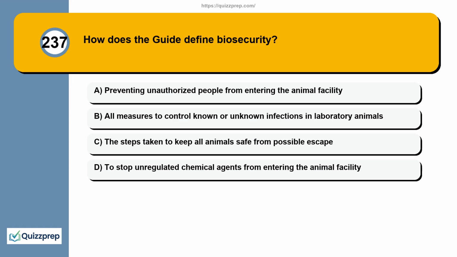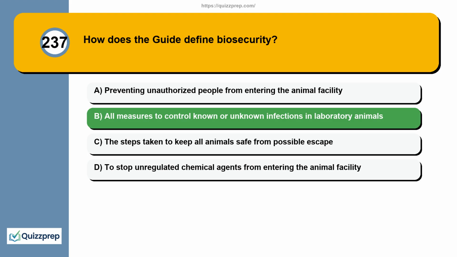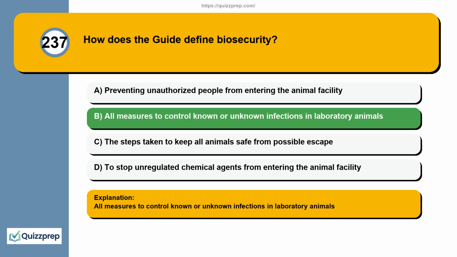Question 237. How does the guide define biosecurity? Option A, preventing unauthorized people from entering the animal facility. Option B, all measures to control known or unknown infections in laboratory animals. Option C, the steps taken to keep all animals safe from possible escape. Option D, to stop unregulated chemical agents from entering the animal facility. The correct answer is option B, all measures to control known or unknown infections in laboratory animals.